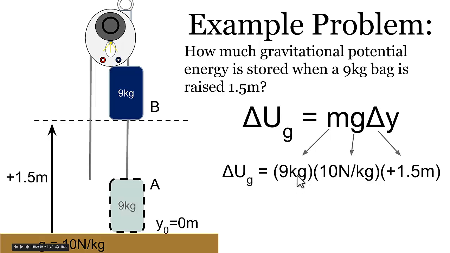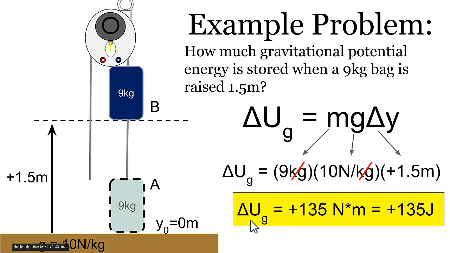If we look at the units, we've got a kilogram times newtons per kilogram. There's a kilogram in the top and bottom of a fraction, so that can cancel. So we're left over with units of newton times meters. Remember that a newton meter, or a newton times a meter, is a joule. So the change in gravitational potential energy, in this case, for this mass raised to that new height, is 135 newton meters, or positive 135 joules.